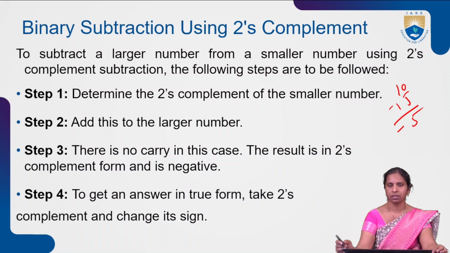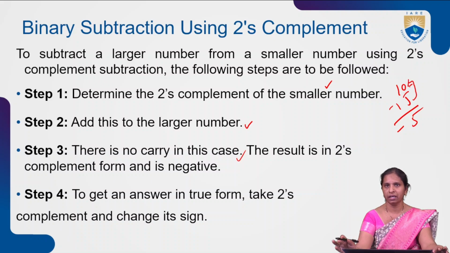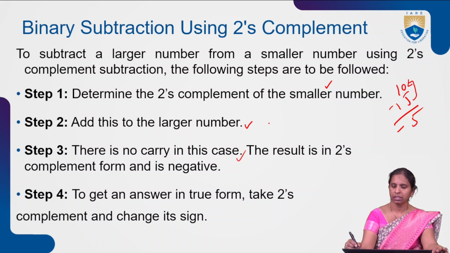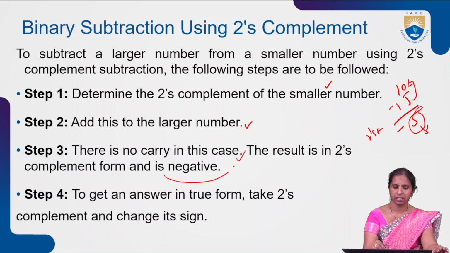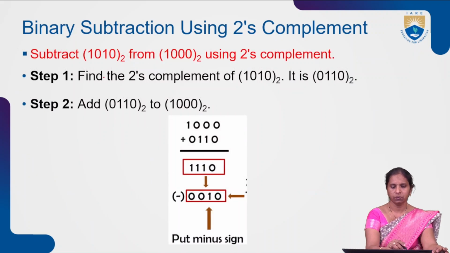Then what you have to do is take the 2's complement of the number, then add this to the minuend. If you are subtracting 10 minus 15, nothing but a bigger number from a smaller number, you will not get any carry. So then what you have to do, for this answer you have to take the 2's complement. Then the answer you get is a negative number. Now we'll take an example here: subtract 1010 from 100 using 2's complement.